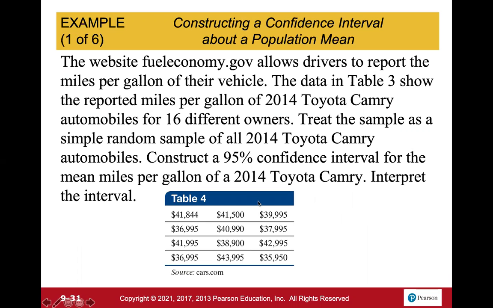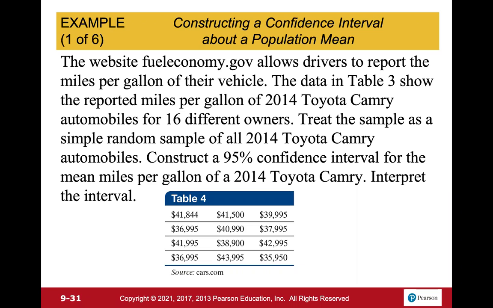The website fueleconomy.gov allows drivers to report the miles per gallon of their vehicle. The data in table 3 show the reported miles per gallon of 2014 Toyota Camry automobiles for 16 different owners. Treat the sample as a simple random sample of all 2014 Toyota Camry automobiles. Construct a 95% confidence interval for the mean miles per gallon of a 2014 Toyota Camry. Interpret the interval. All right, so we have this data.